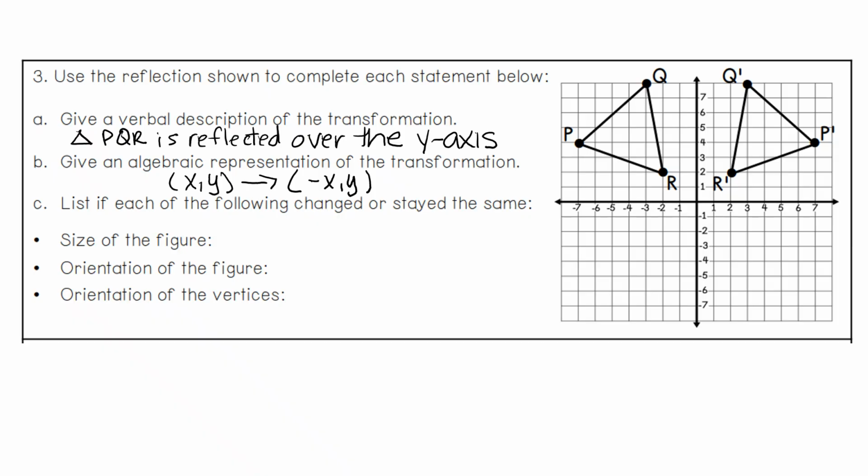List if each one of the following changed or stayed the same. The size of the figure, that stayed the same. Still the same size, but flipped over. The orientation of the figure, that changed. And the orientation of the vertices or the points, that also changed.